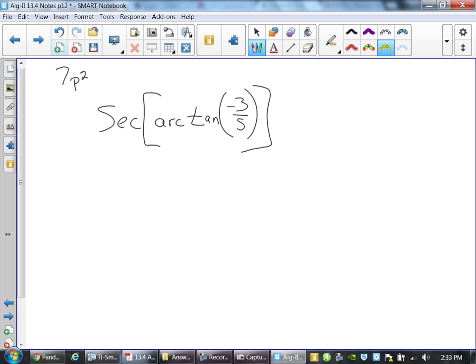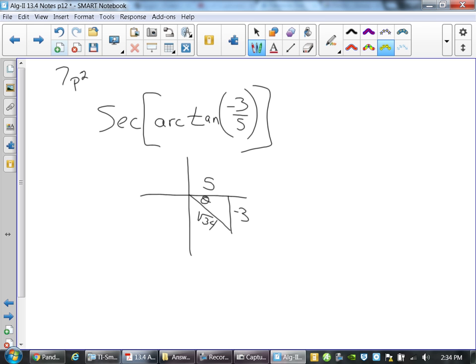What is the secant of the arctangent of negative 3/5? So if I want to figure out the arctangent and it's negative, I'm going to draw it into the fourth quadrant. There's my negative 3. There's my 5. What's my hypotenuse? It's not 4. What's 25 plus 9? 34. I don't think you can simplify root 34.